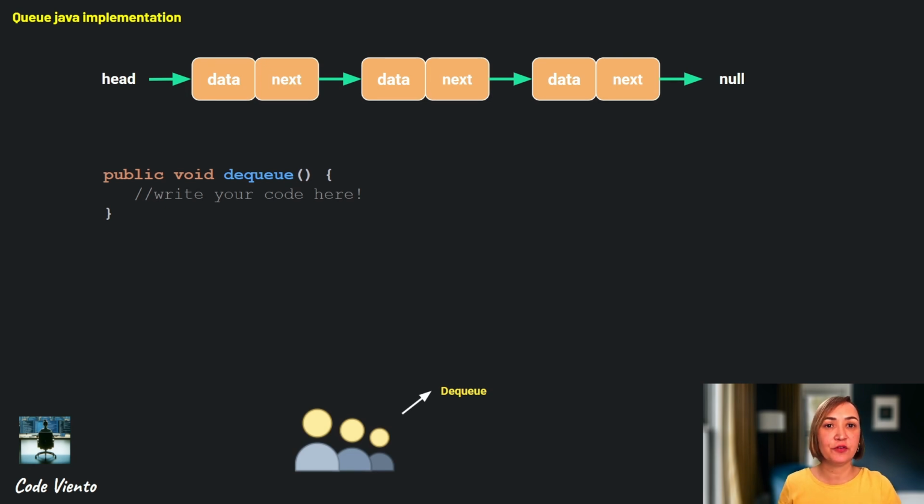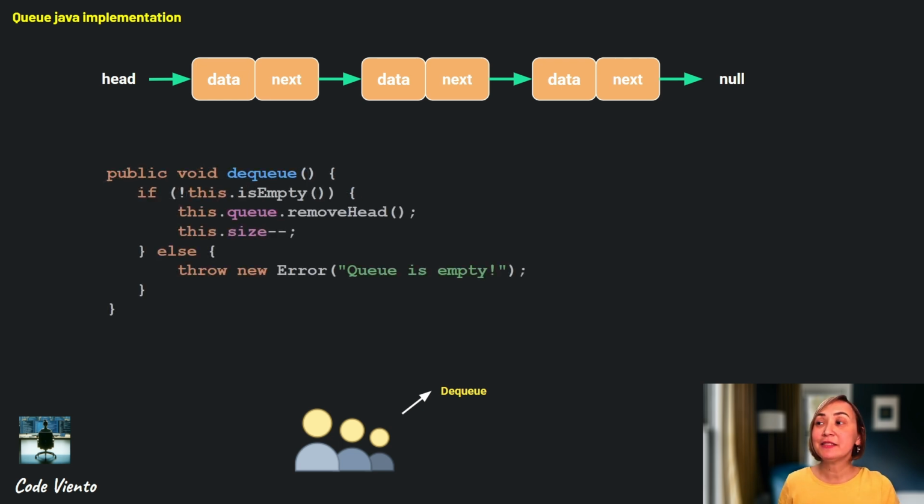Let's talk about the dequeue method implementation. To remove the front element, first check if the queue is empty. Then we use remove head from the linked list class. Finally, decrease the size counter. Here is the implementation. If it's not empty, remove head and decrement the size. If the queue is empty, throw an error.